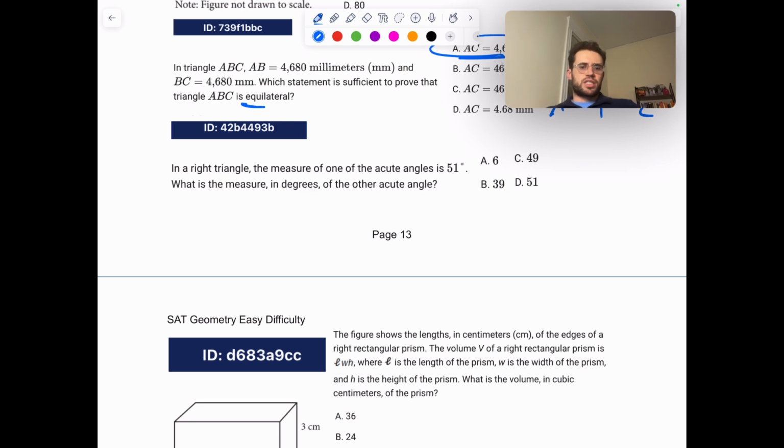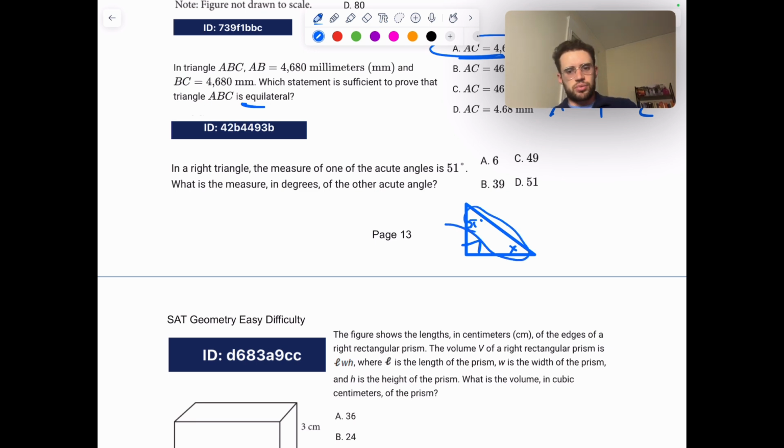What is the measure in degrees of the other acute angle? So we know it's a right triangle, which means that one of the angles is 90. And they give us that this one's 51. We have to find what the other one is. Well, we've said this a couple of times now. If you have a right triangle, the angles that are not the right angle have to add up to 90.